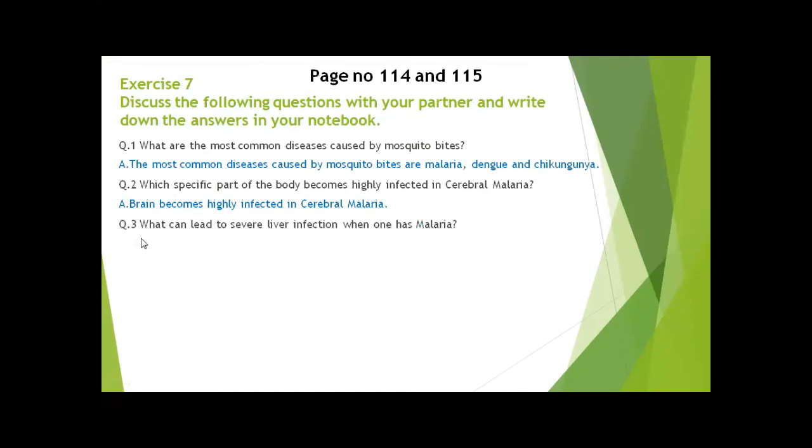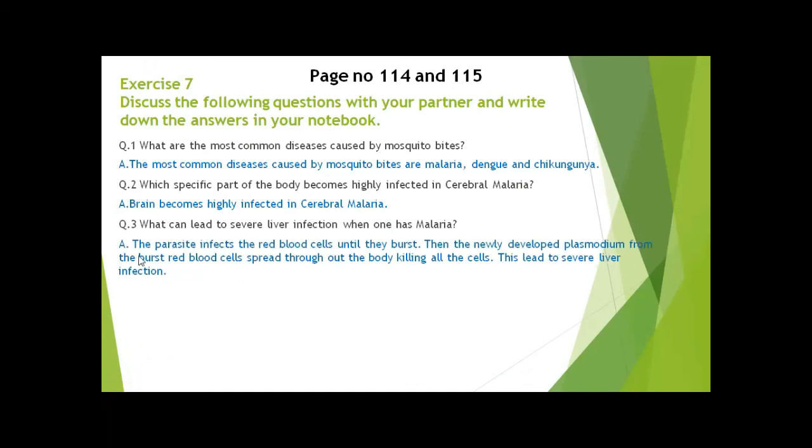Question number 3. What can lead to severe liver infection when one has malaria? Answer is the parasite infects the red blood cells until they burst. Then the newly developed plasmodium from the burst red blood cells is spread throughout the body, killing all the cells. This leads to severe liver infection.